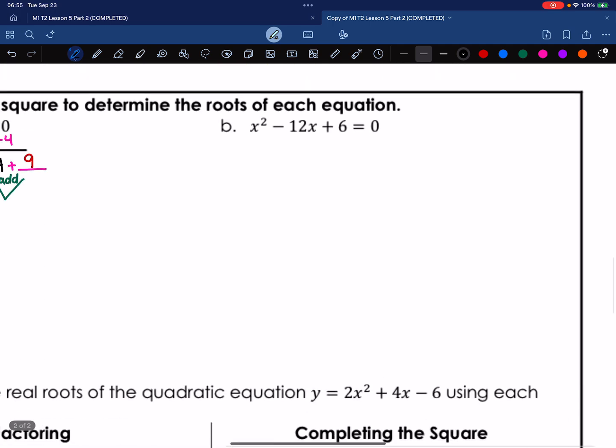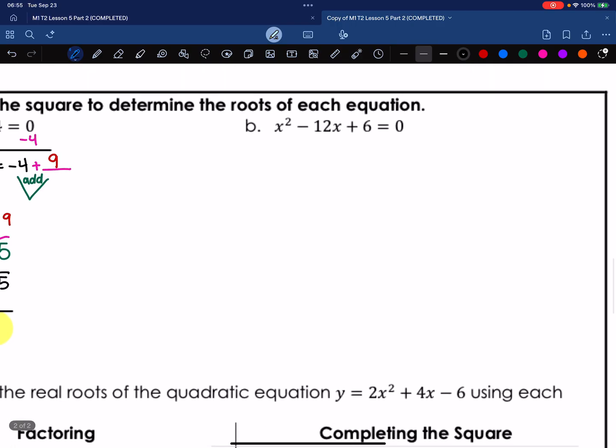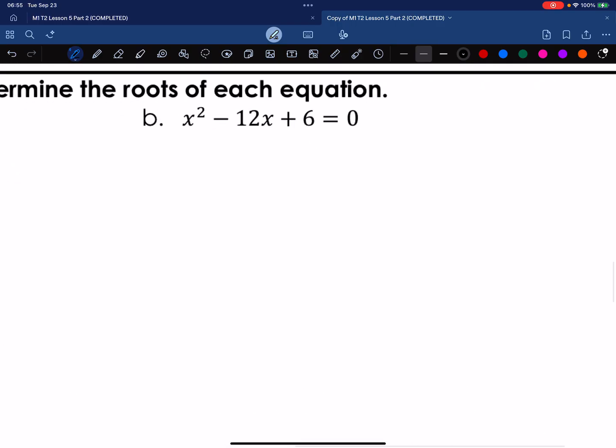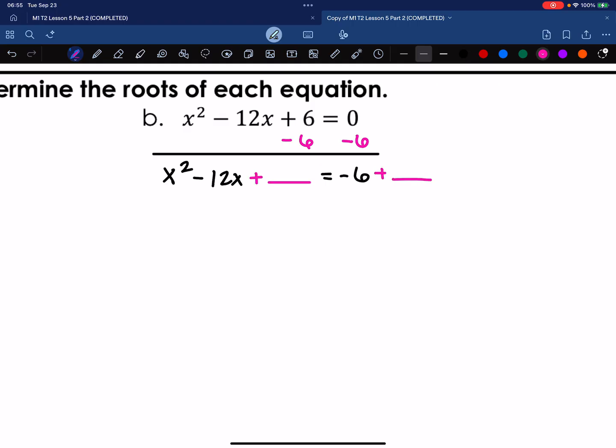Okay, so why don't you pause the video and try letter B? Okay, so first thing you should have done on letter B is subtract 6 from both sides. That gives us x squared minus 12x equals a negative 6. Then I will add in the spaces.